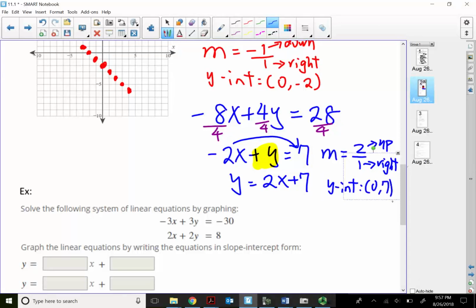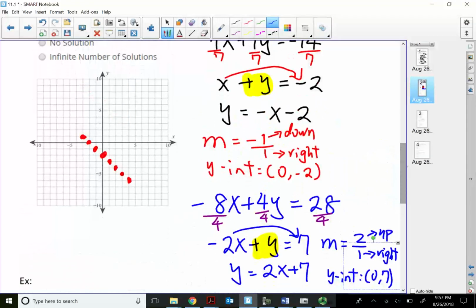0, 7. So here I'm going to plot 0, 7. That will be right here. All right, follow my slope. Up 2 to the right 1. Up 2 to the right 1. Ooh. If I keep going, I'll go outside of my screen.